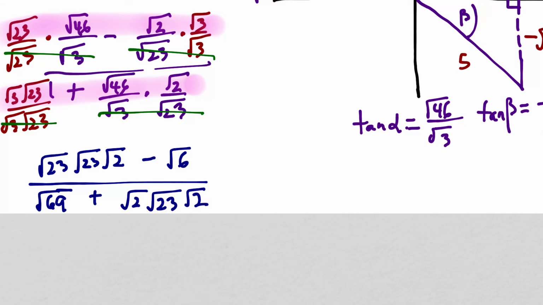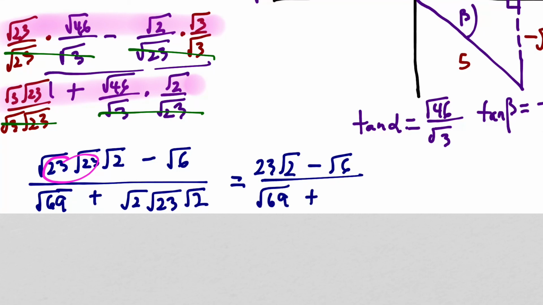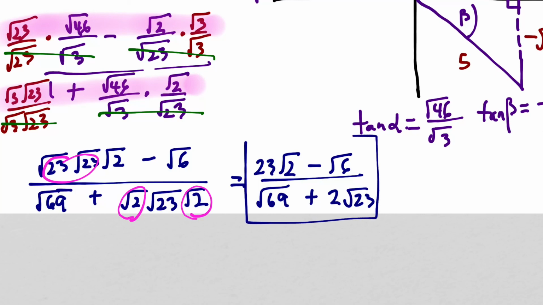All right, so in this one here, I can take out a 23, so that's 23 square root of 2 minus square root of 6 times square root of 69. And here I've got square root of 2 times the square root of 2 is 2, square root of 23. We're just going to leave it like that because I'm not going to take the time to rationalize the denominator here. This is okay like this.